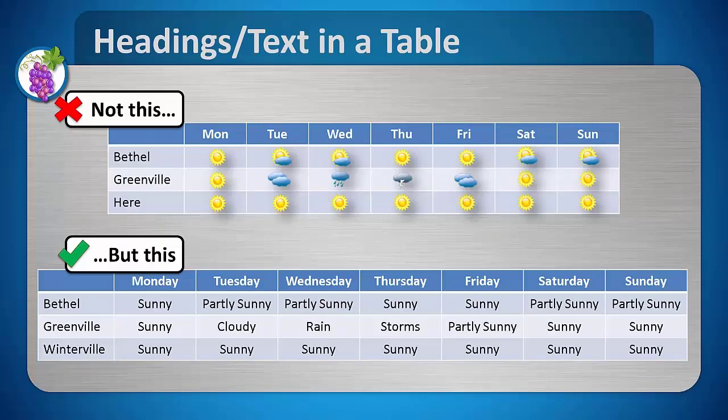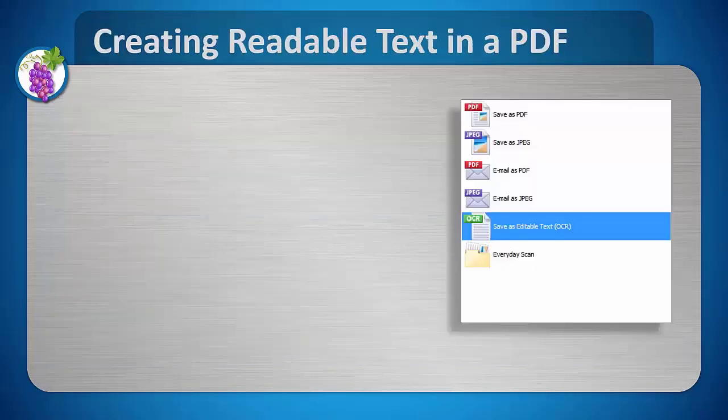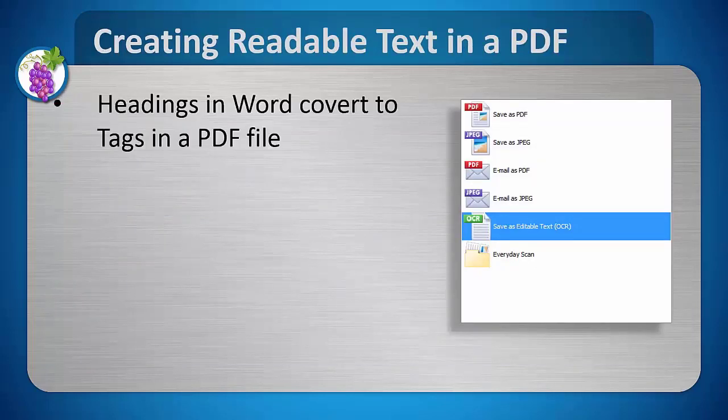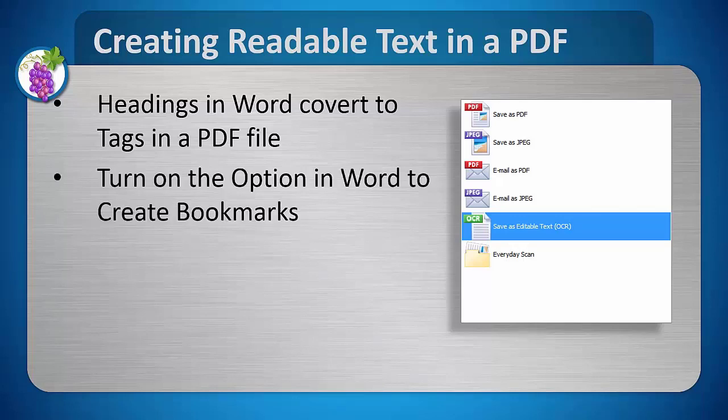Yeah, it doesn't quite look as visually appealing, but it is a lot easier to work with in the long run. When creating a PDF, especially for Microsoft Word, you want to make sure that you put your headings in and that those headings convert to tags in a PDF file. And that's pretty much done automatically. You also want to turn on the option to create bookmarks. So someone who is visual can see those bookmarks and navigate through your PDF very quickly. Someone who's using a screen reader is automatically going to see the tags whether or not the bookmarks are there.